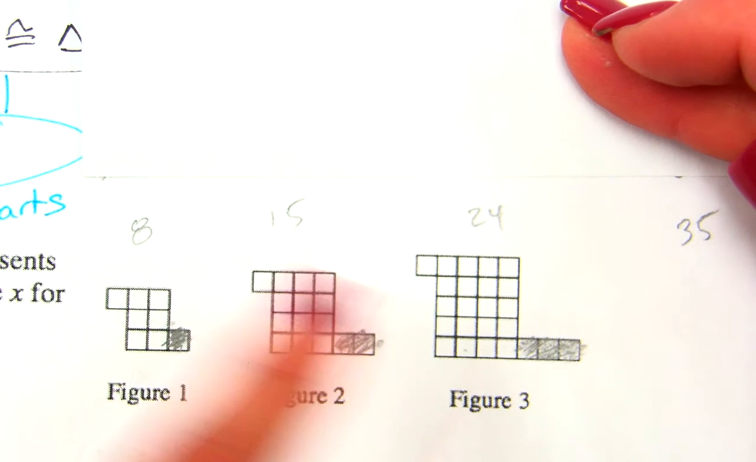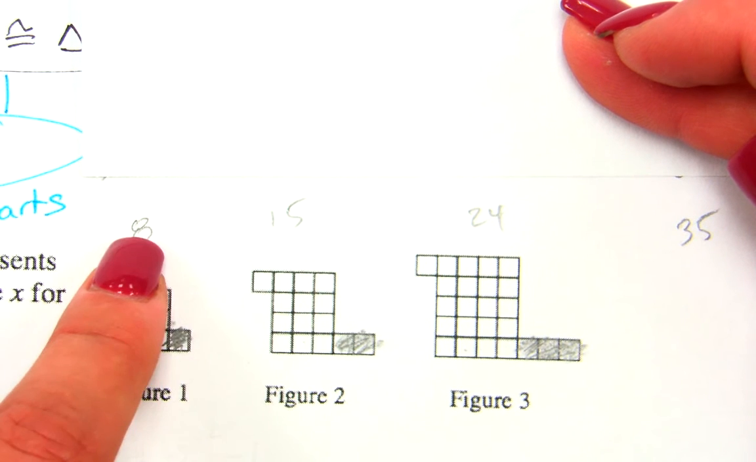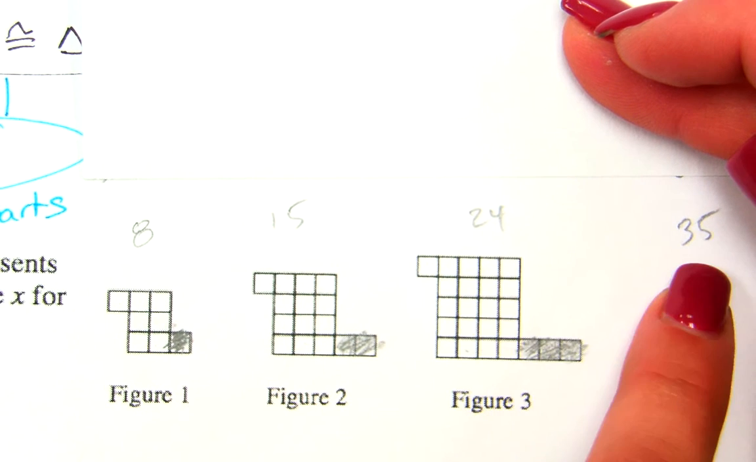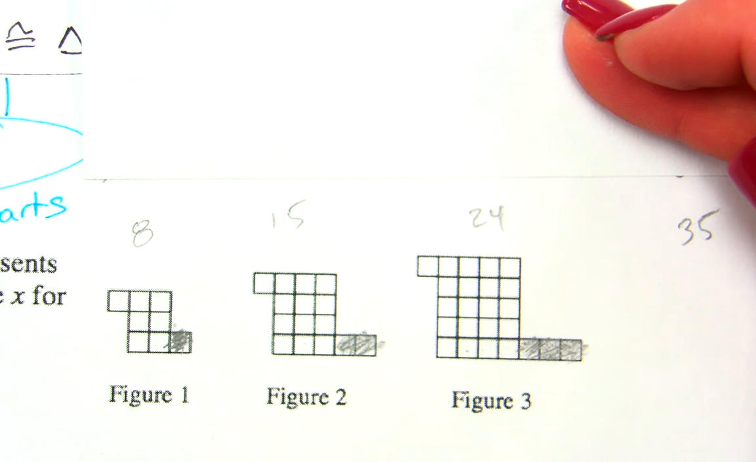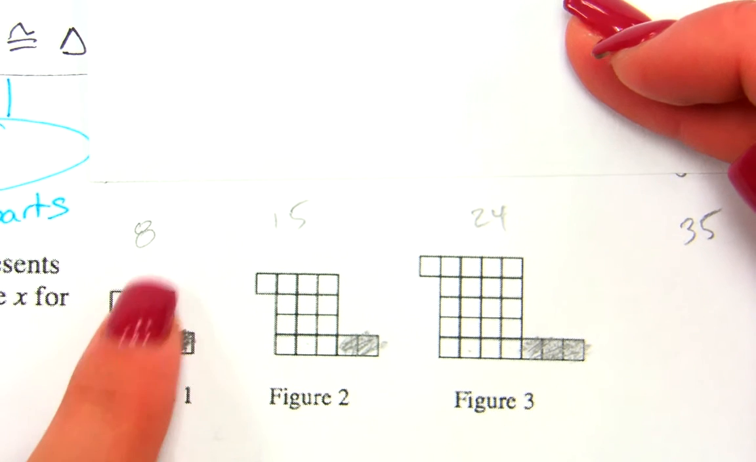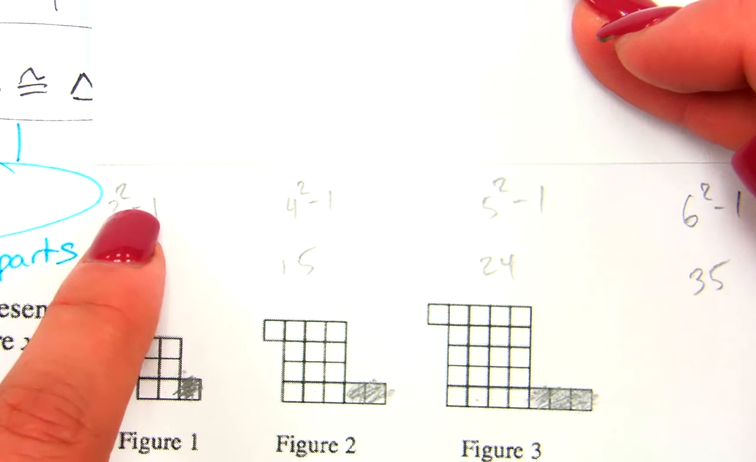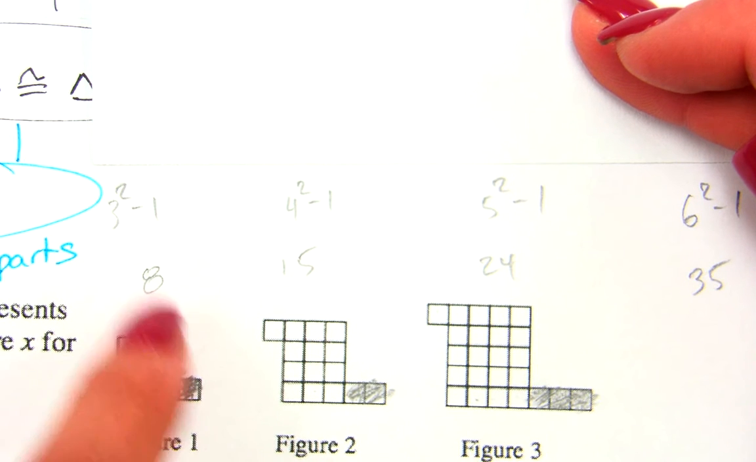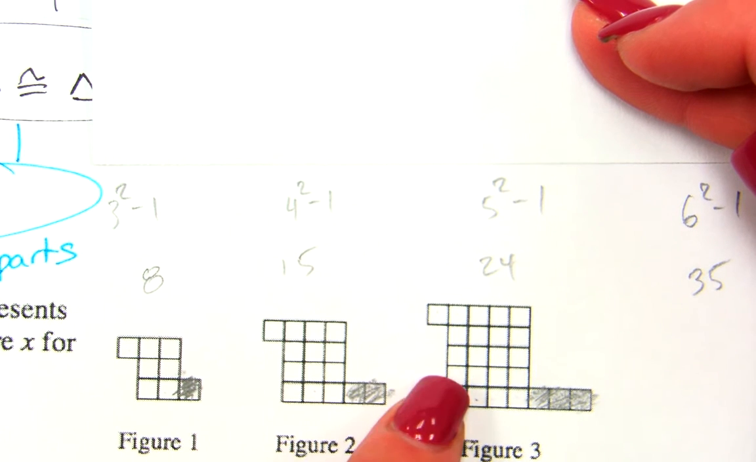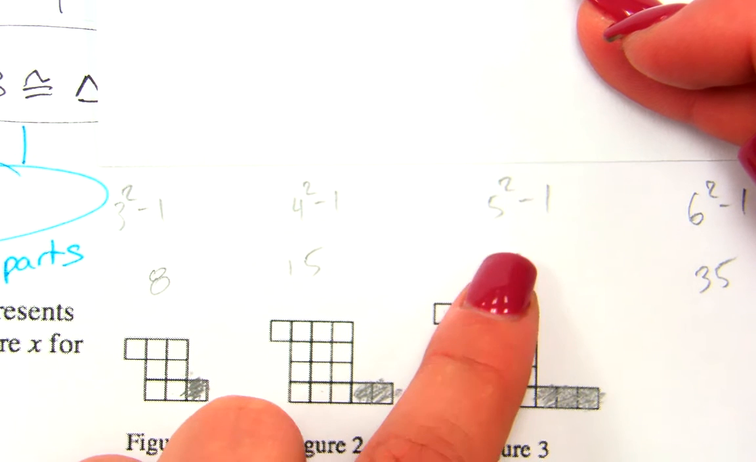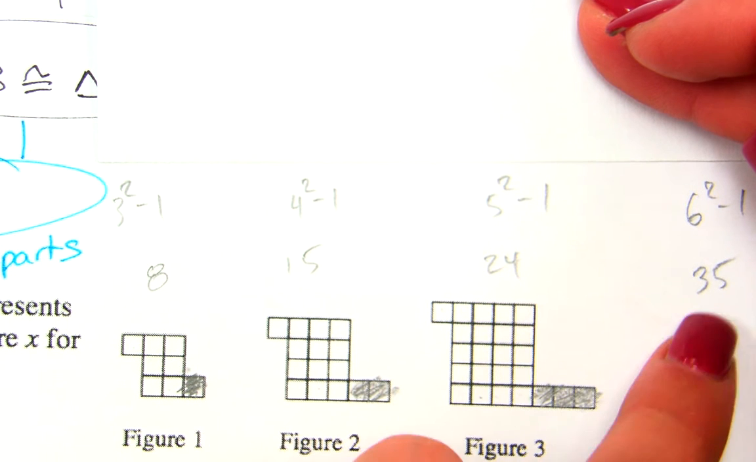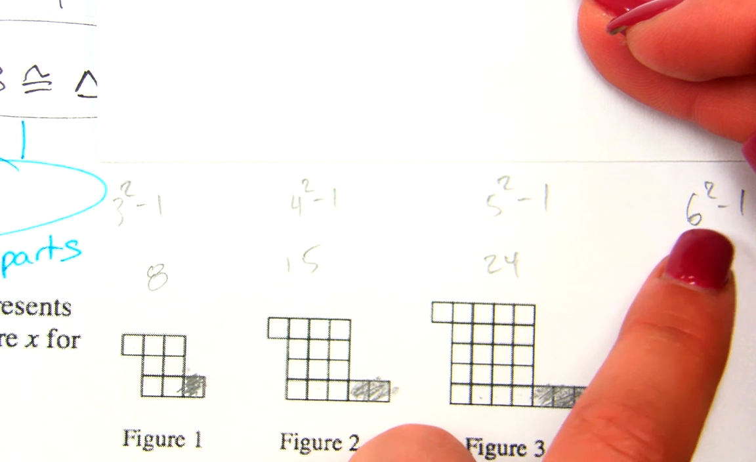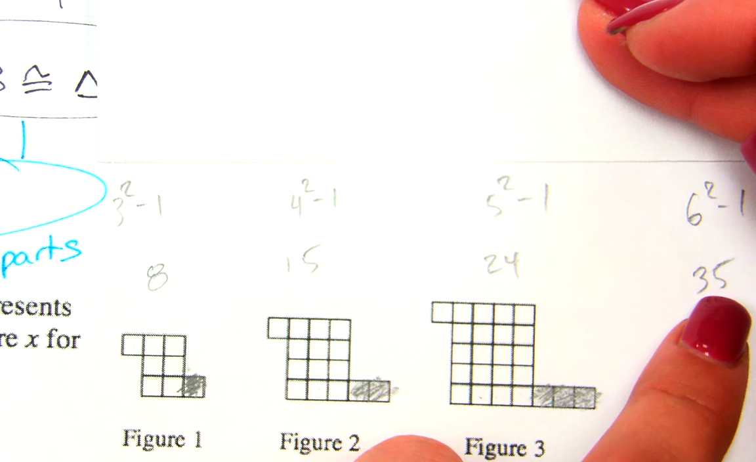So kind of get where I'm going with this. It's very close to 9, 16, 25, 36. Those are all your perfect squares. So how is this going to work? I can get 8 if I do 3 squared minus 1, 15 if I do 4 squared minus 1, and 24 if I do 5 squared minus 1. So the next one is probably going to be 6 squared minus 1 to get me 35.